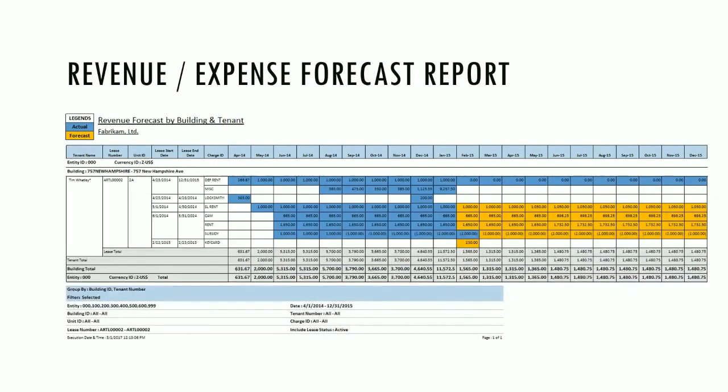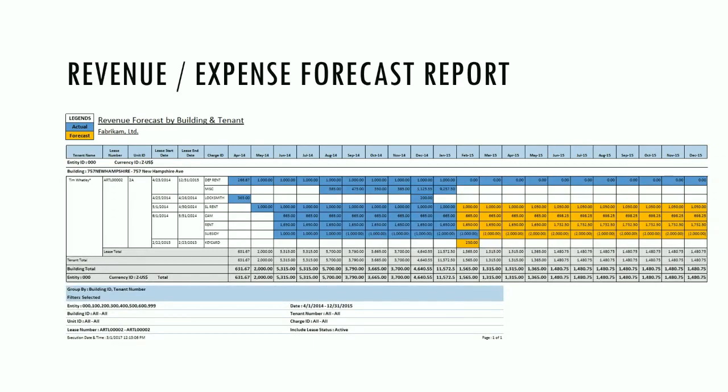Here's an example of one of our reports, the Revenue and Expense Forecast Report. Again, this one's showing revenue. The expense one looks the same. It's color-coded. You can quickly look at this and you can see, what have I actually billed? That's the blue. What am I going to bill tomorrow, next month, next quarter, next year? That's showing in the orange.